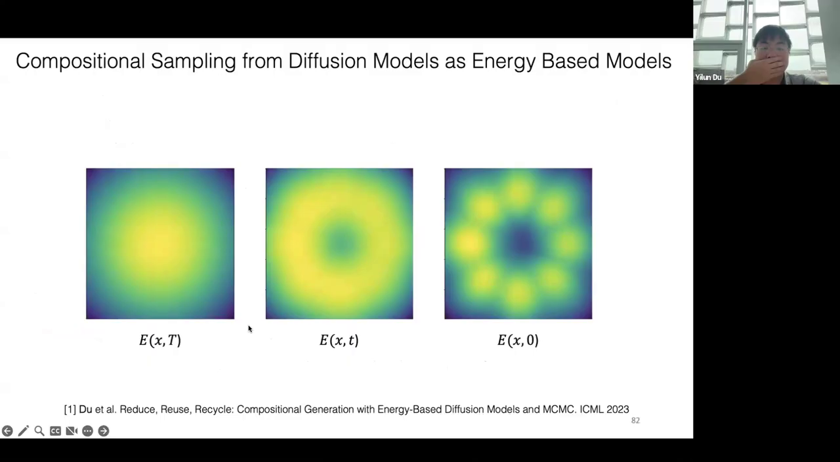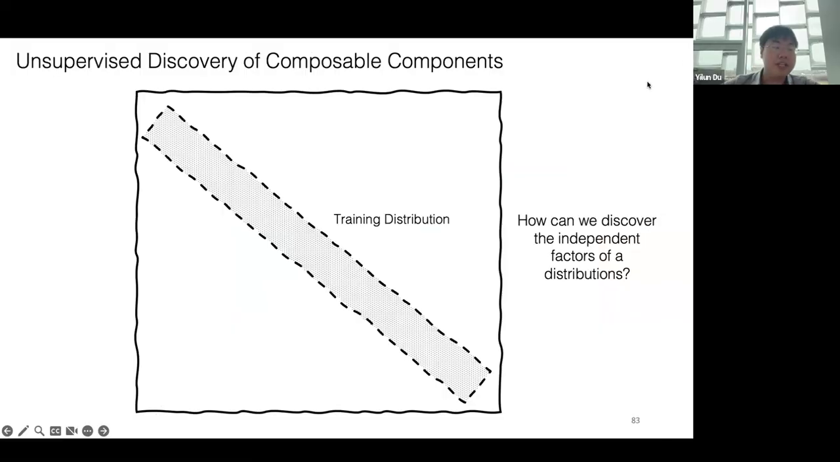And this is what it roughly looks like when you do this compositional sampling with diffusion models. Let's say I want to sample from this final target distribution here. Well, then the diffusion sampling procedure gets you this more spherical distribution at the beginning, then this more ring-like distribution, and then finally the target distribution.